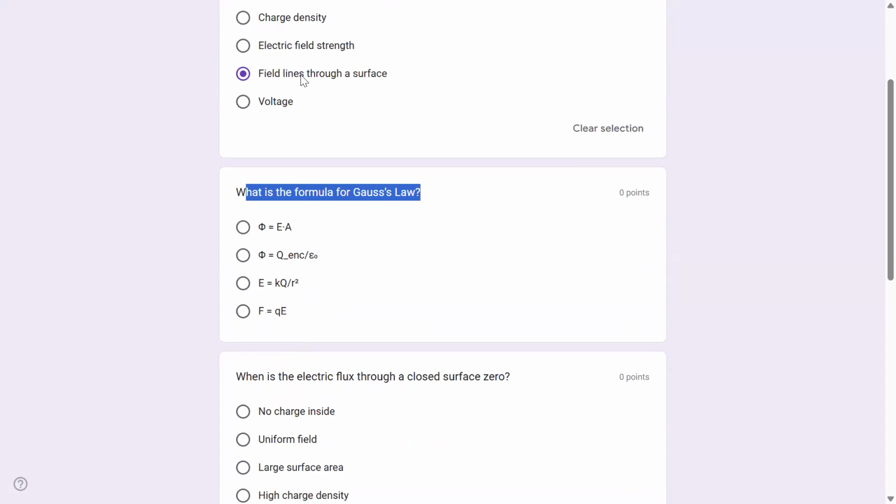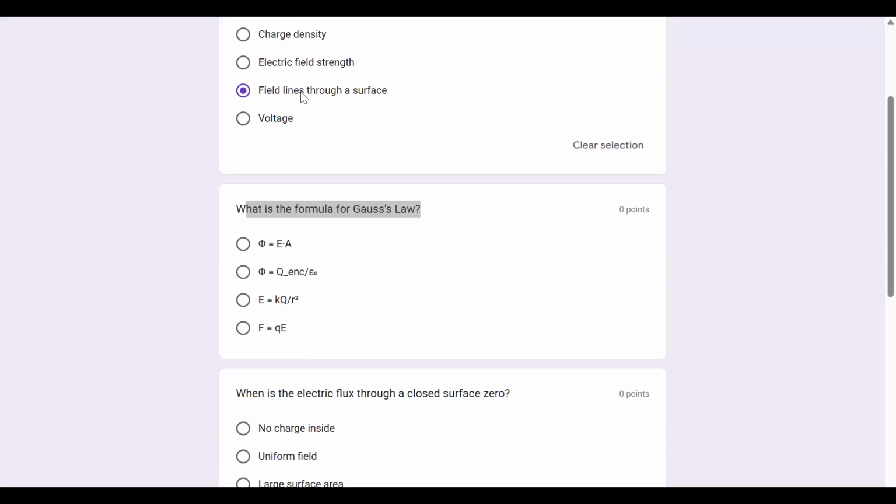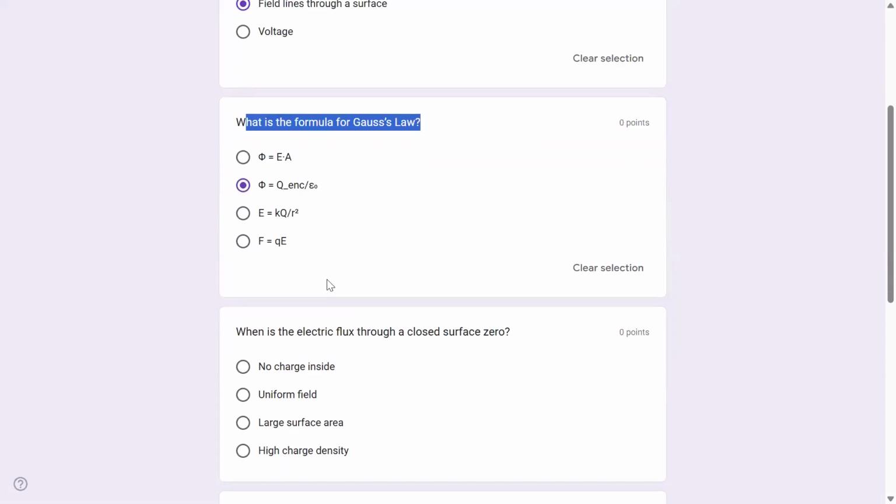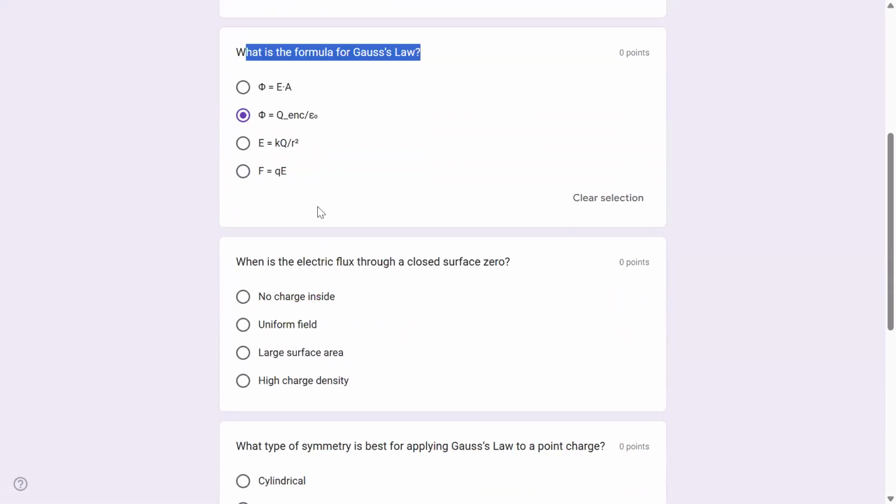Option 2, 2B. Yes, very good, B. Very good. Phi is equal to Q enclosed by epsilon naught. Enclosed is a subscript, so that's why I am putting an underscore. So Q enclosed by epsilon naught. Yes, very good. Super.